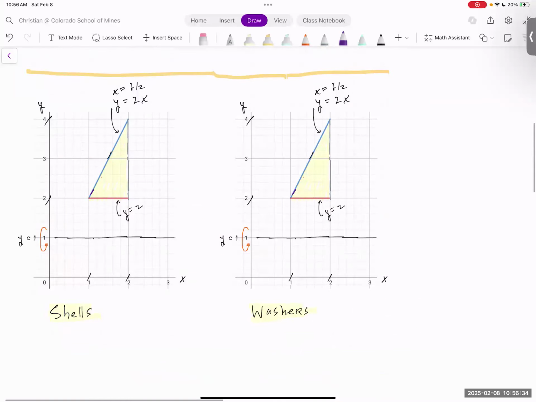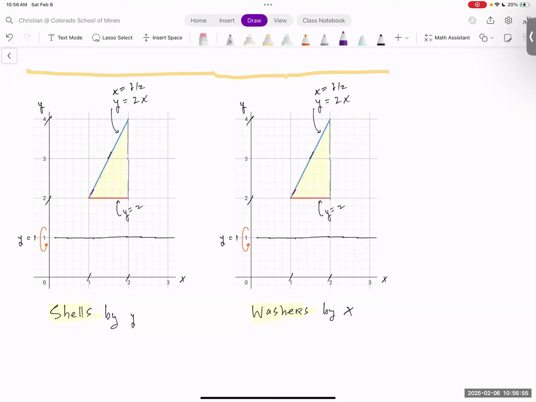Let's keep going. Same region that we just dealt with, except our axis of rotation is down here. It's horizontal and it's above the x-axis. Okay, so if we're rotating around a horizontal axis, shells will be in terms of y and it'll be more difficult. Washers will be by x and typically easier.